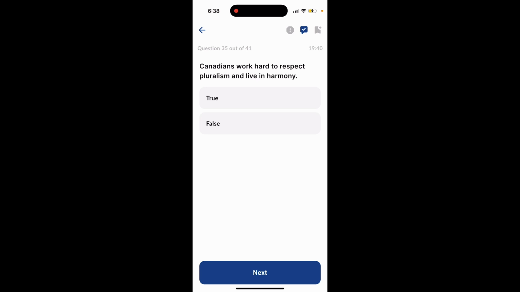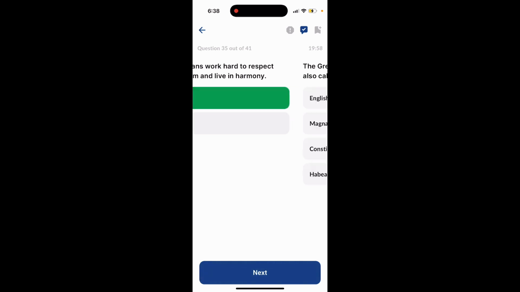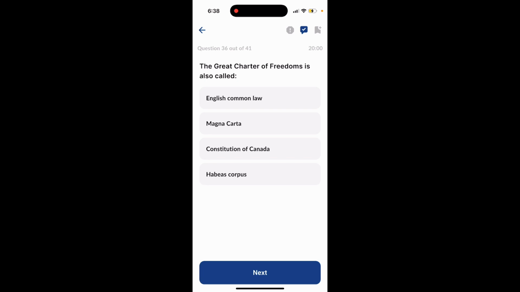Question 35. Canadians work hard to respect pluralism and live in harmony. Is that true or false? That is true. Question 36. The Great Charter of Freedom is also called English Common Law, Magna Carta, Constitution of Canada, Habeas Corpus. The answer is option 2, Magna Carta.